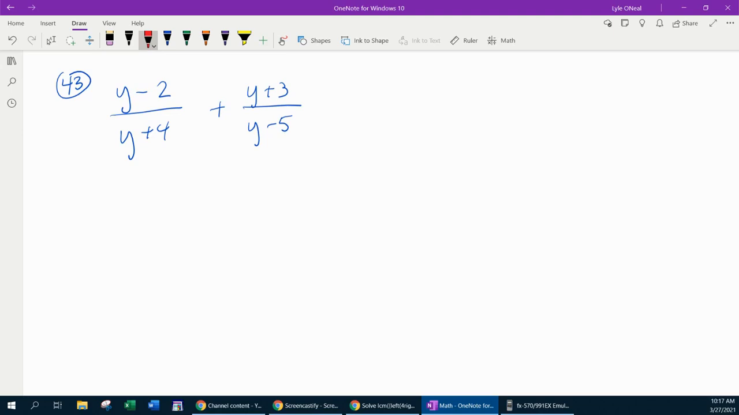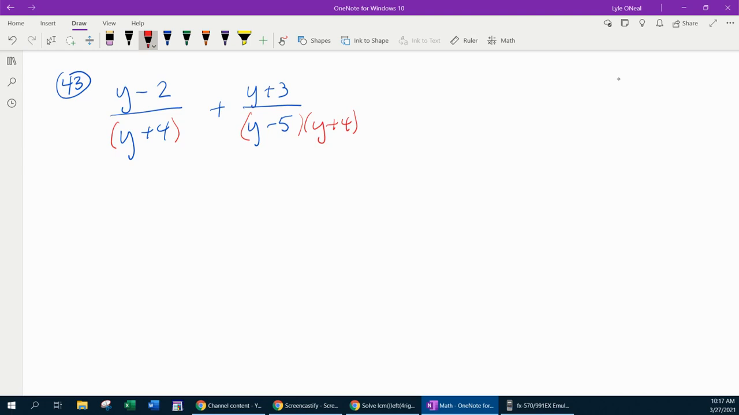Here we're going to add fractions. To add or subtract fractions, you have to have a common denominator. Here, these denominators are not identical. They're not even close. y plus 4 and y minus 5. Now, to get a common denominator, to find the LCM, or in this case, the LCD, you're going to need to look for common multiples. That means that you can only find a common denominator through multiplication. So the y minus 5 needs the y plus 4.